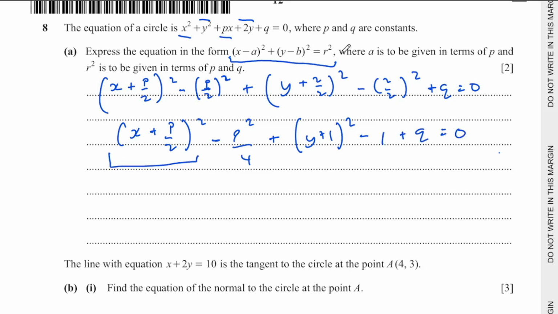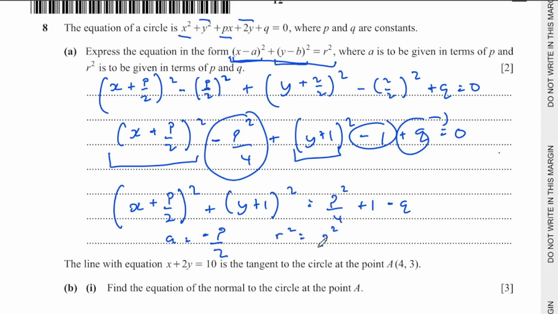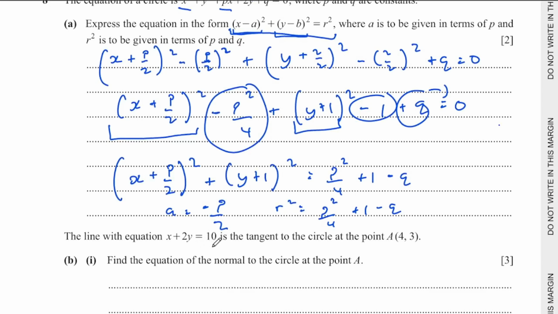This is going to be our this part right here. This is going to be our this part right here. And our r squared, we just take everything that's remaining to the other side. Yeah, and we end up getting x plus p over 2 squared plus y plus 1 squared equals p squared over 4 plus 1 minus q. And so our a is just negative p over 2, and our r squared is p squared over 4 plus 1 minus q.